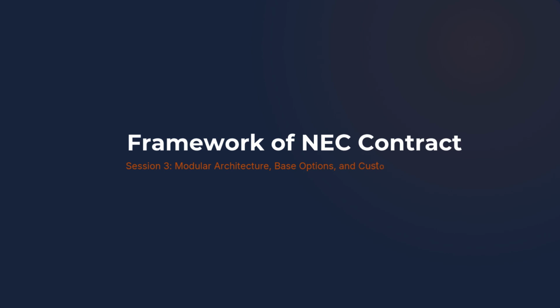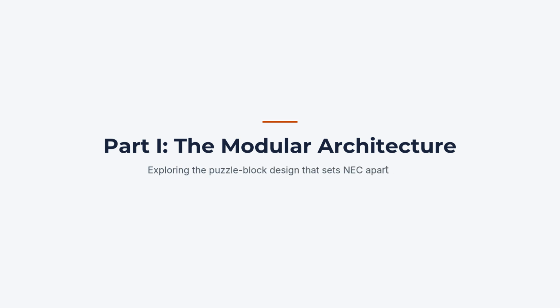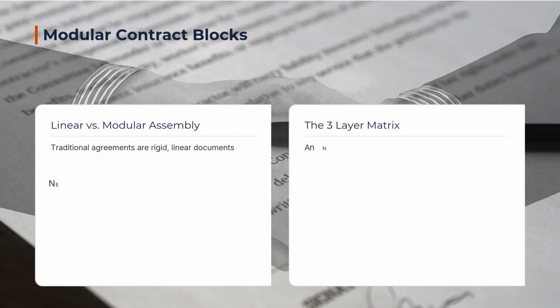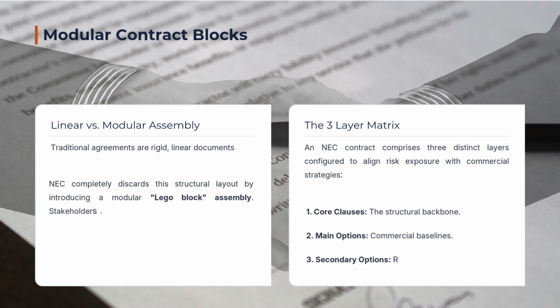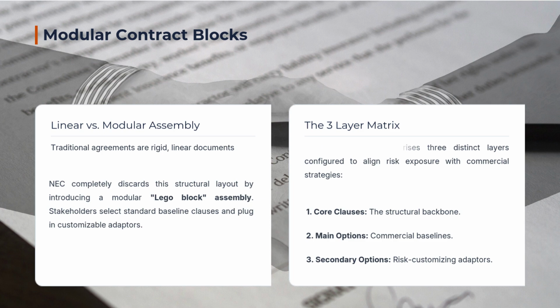Now that we understand the philosophy and origins of NEC from our last session, it's time to look at the physical architecture of the contract itself. If you look at a traditional contract, it's usually a thick, rigid book written linearly from page 1 to 500. NEC completely discards this layout. Instead, NEC uses a modular design. Think of it like a box of Lego blocks. Every contract is assembled by choosing a standard base and plugging in specific blocks to perfectly fit the risk and commercial profile of your unique project.